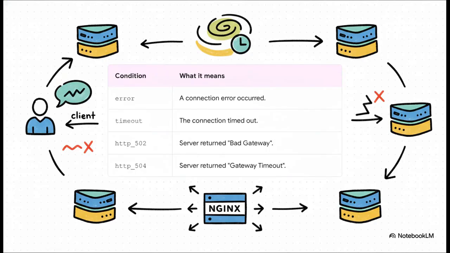And you can get really specific about what counts as a problem. As you can see here, you can tell it to retry on a simple connection error or a timeout. But you can also get smarter and tell it to retry on specific HTTP error codes, like a 502 bad gateway or a 504 gateway timeout. This means you have incredibly fine-tuned control over what your proxy considers a failure.